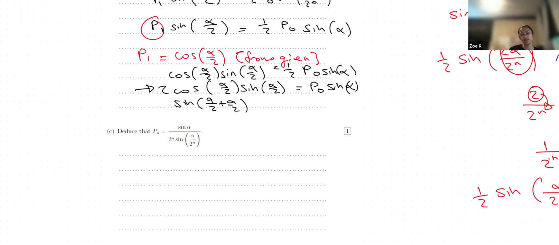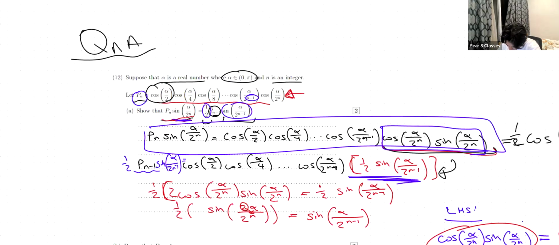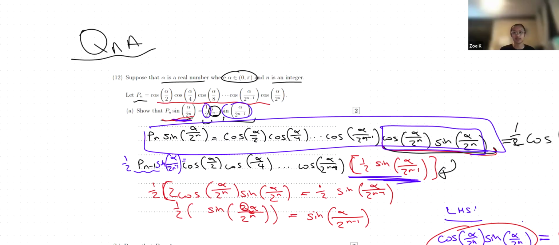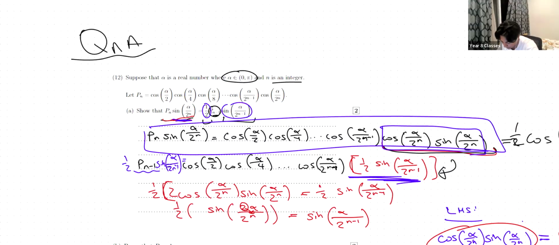Where did you get the p1 equals cos alpha over 2 from? Yeah, so that comes from up here, from the original Pn expression. If you take n to be 1, because this is basically your first term, that's where I got it from. Oh yeah, of course, it's like induction. Yep. It's from the first term, and that's why I say from given. So it's from the given expression in the question.